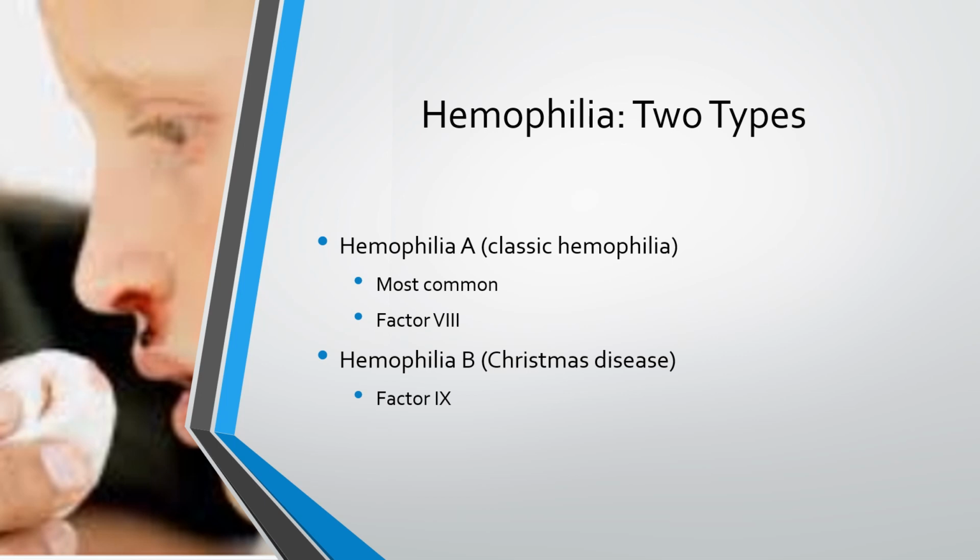Hemophilia B, otherwise known as Christmas disease. It's also known as Christmas disease because the person that diagnosed, discovered it, whatever you want to say, his last name was Christmas. So that's why it's called Christmas disease. It accounts for about 15% of hemophilia cases, and it is factor 9 deficiency.